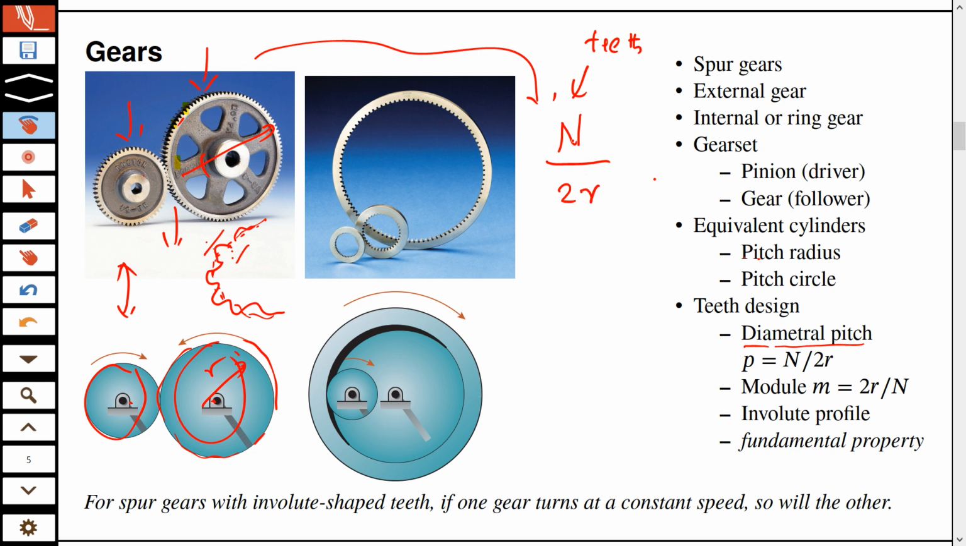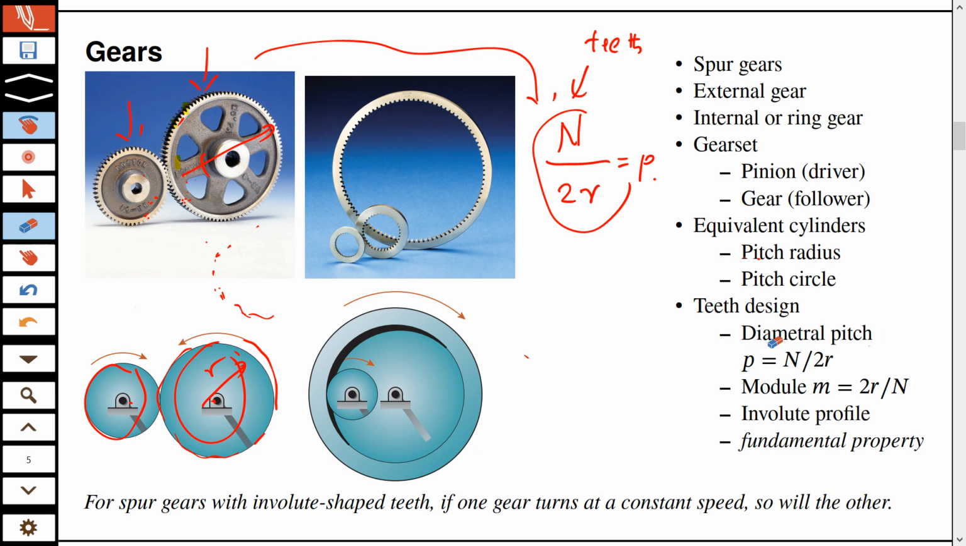Now this ratio tells you the number of teeth per unit diameter. This is called the diametral pitch, P. Why is this important? If you connect two gears, they can only run together without any problem if this ratio is the same for both. You cannot have a different P here and a different P there. So P on this side must be equal to P on that side if you want them to run together without any problems.